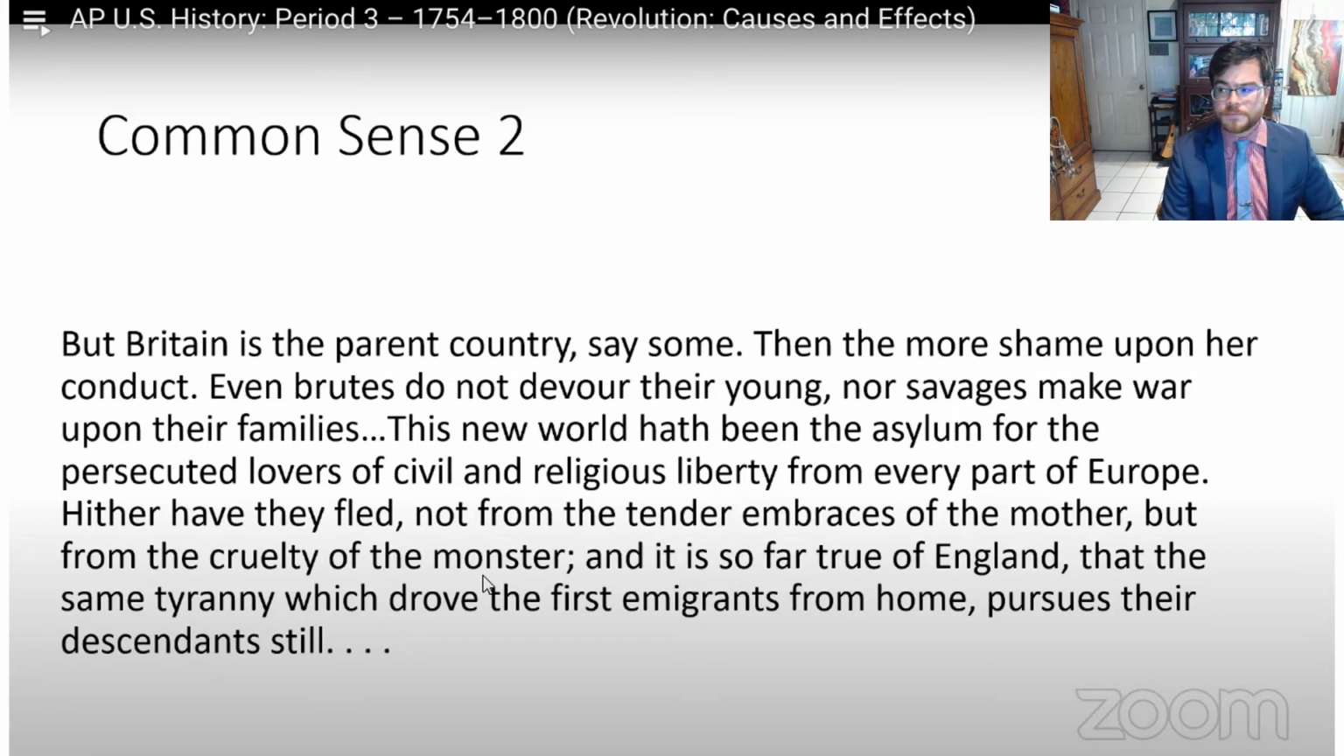Hey Google, stop. Okay, in this excerpt, he's still trying to chip away at the counter arguments. So he's saying, look, some people say that England's our mother country, our parent country. Well, okay, that might be the case, but shame on them. It's even worse. They're like a neglectful parent. That's not good. They're treating us super bad, and a lot of people came from England because of religious freedom, and those same kind of persecutions from England are following now again in the colonies.